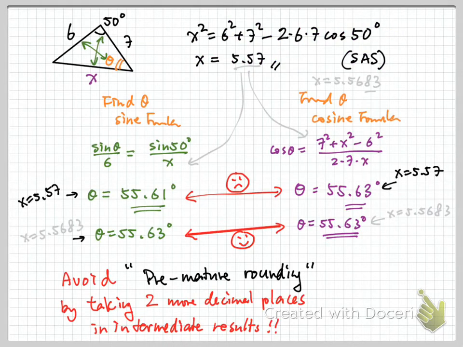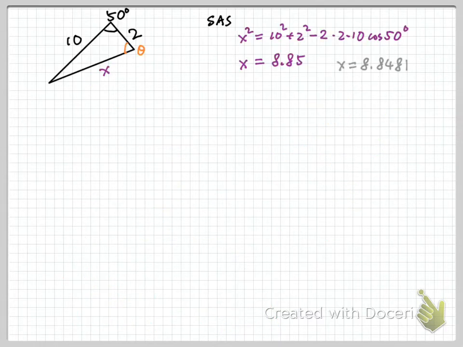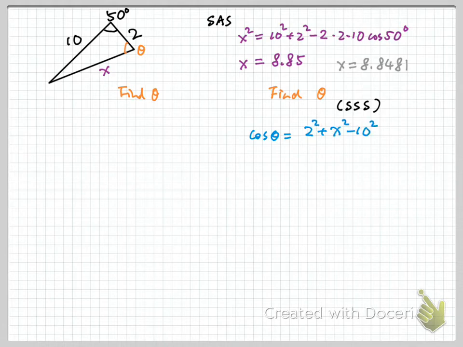So then, just like the previous one, we want to find the orange angle theta. We can do it with the sine formula or the cosine formula. So let's look at this one. Find theta using the cosine formula, and find theta using the sine formula. Using the cosine formula will be triple S, alright, because we have 2, 10, and the x. So we can have cosine theta equals 2 squared plus x squared minus 10 squared, divided by twice 2x, alright?